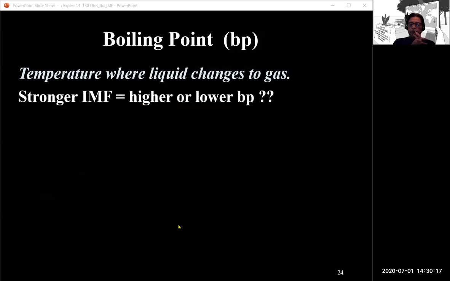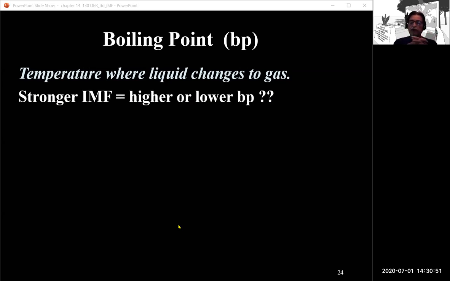Boiling point is that temperature at which a liquid at 1 atmosphere goes from liquid to gas phase. And there's a variety of boiling points. Water has a boiling point of 100 degrees Celsius. Ethanol has a boiling point of about 78 degrees, I believe. So there's a variety of different boiling points for liquids out there, and they're all determined by the IMF interaction of the liquid.